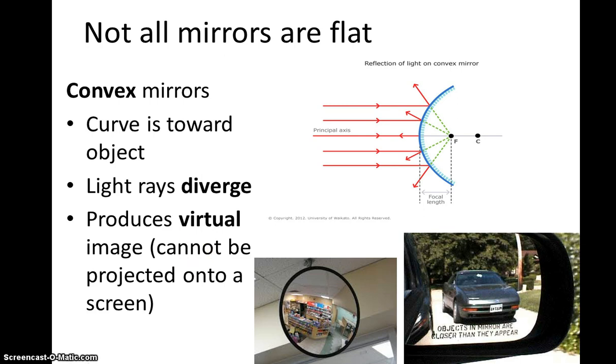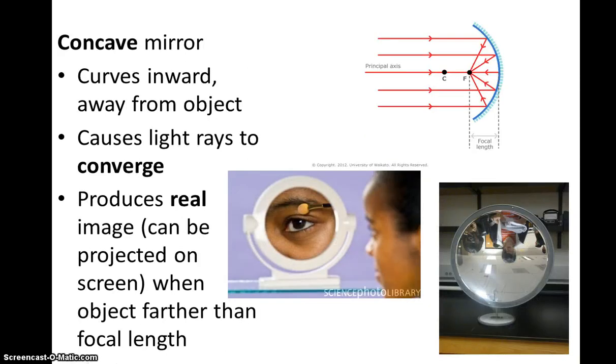The most common places you'll see these kind of mirrors used is possibly in a convenience store or in a bank, or maybe on the side of your car where the side view mirror is. One of the things that they do is they always increase the viewing angle. But by doing that, that makes the image appear smaller than it actually is. And it produces what's known as a virtual image, an image that cannot be projected onto a screen. The opposite of that would be a mirror that curves inward, called a concave mirror.